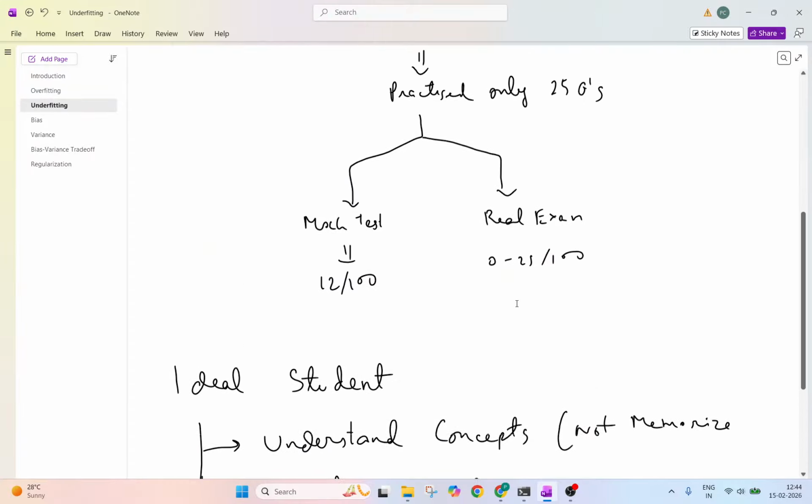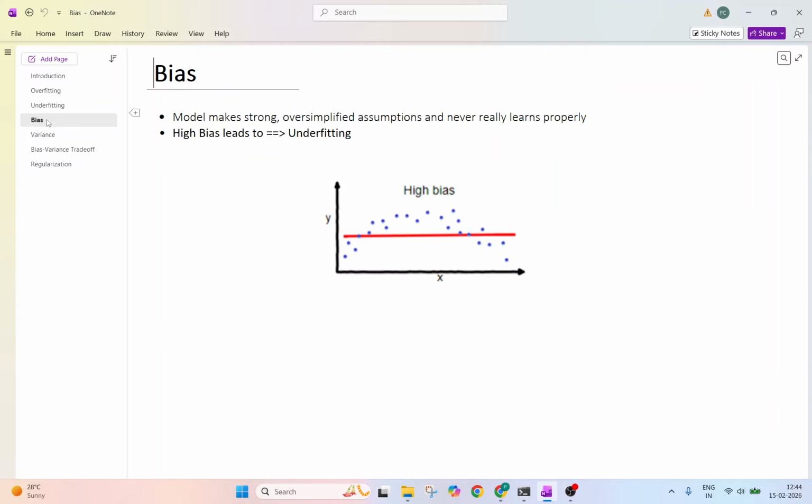Now let's move to the next part, which is bias. Now, what is bias? The model makes strong, oversimplified assumptions and never really learns properly, right? Think of it like the model has a wrong understanding of the problem from the very start. The model from the very start started understanding the problem very differently. A classic example is an underfitted model. It did not study enough, so it has a very wrong assumption of what the problem is.